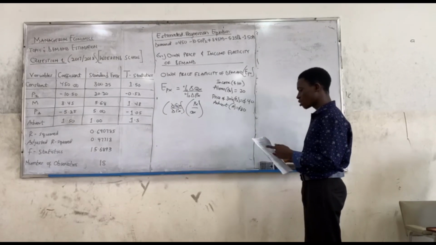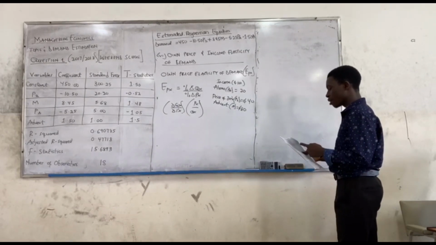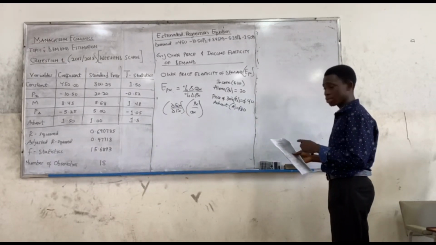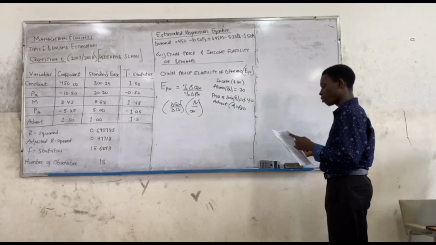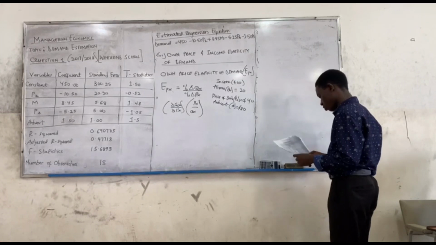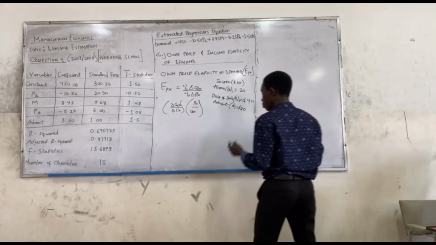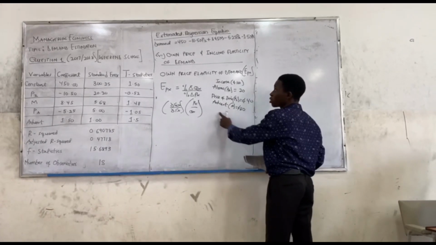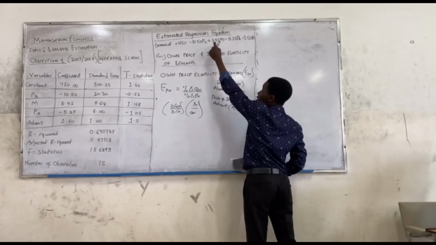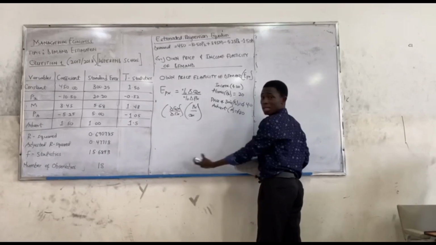The table below shows the regression result estimated for Zanofa Limited, local producers of non-alcoholic beverage, Zano. We don't have the quantity, but we're given all the variables. Are you okay? So you put all the variables into the estimated regression equation, then we get the quantity.